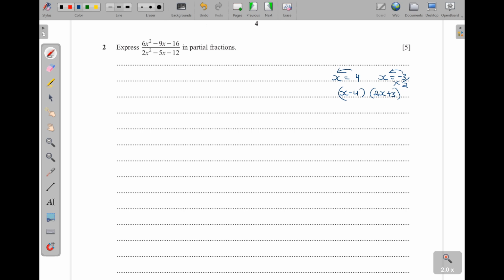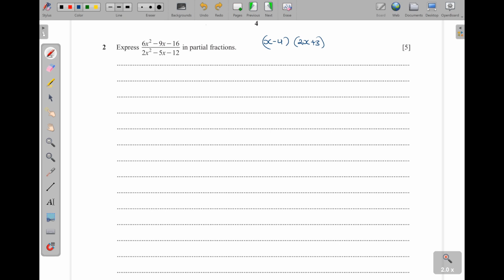Now, we can keep that one somewhere. Let me just keep this one somewhere. Also look at the degree of the numerator and the degree of the denominator. The degree is that highest power of that variable. So this is a 2, this is a 2. They are all of degree 2. That means this is an improper fraction. So you have to first divide it such that you get a proper fraction.